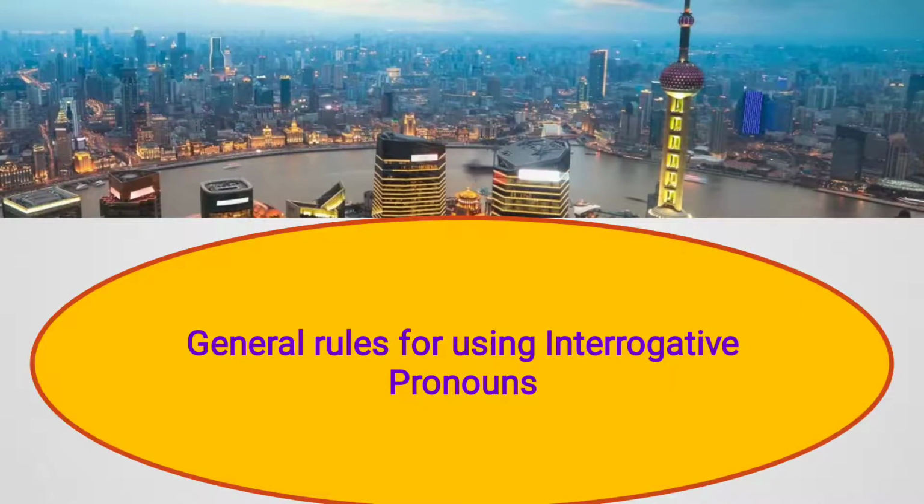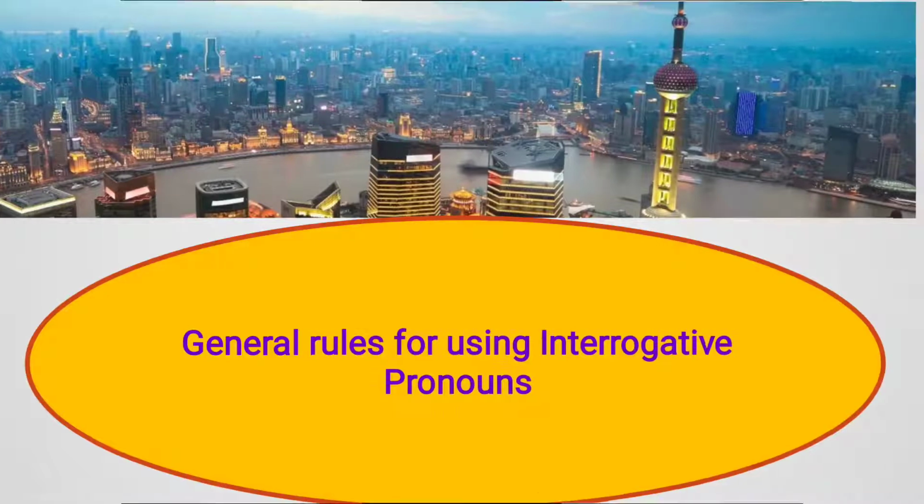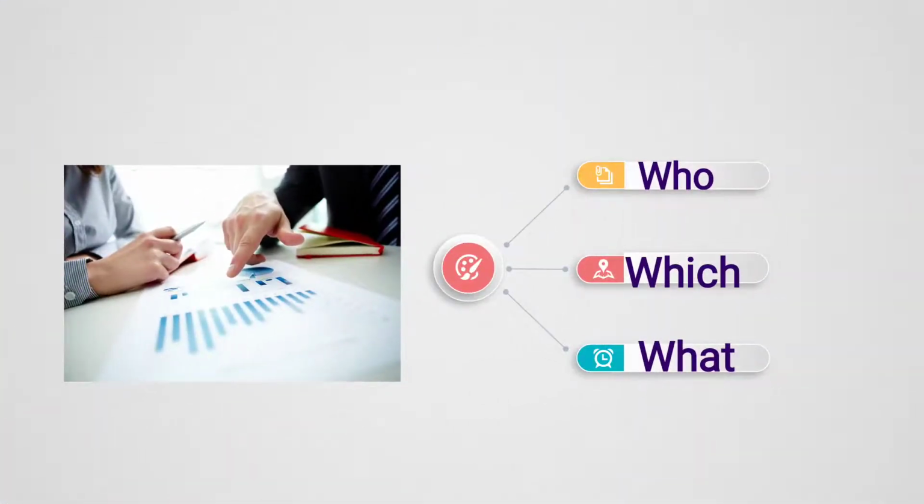Now, let us discuss some general rules for using interrogative pronouns. See students, let us discuss who. Who is a question word and it is an interrogative pronoun. Who is used to refer to people only, like: who called me? So we use who when we refer to people.